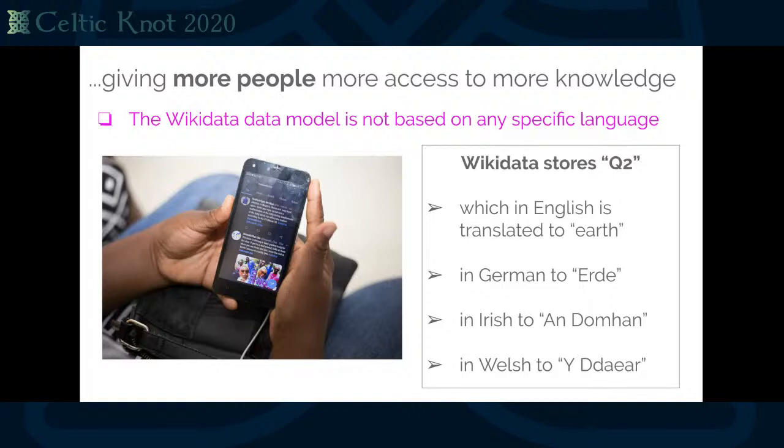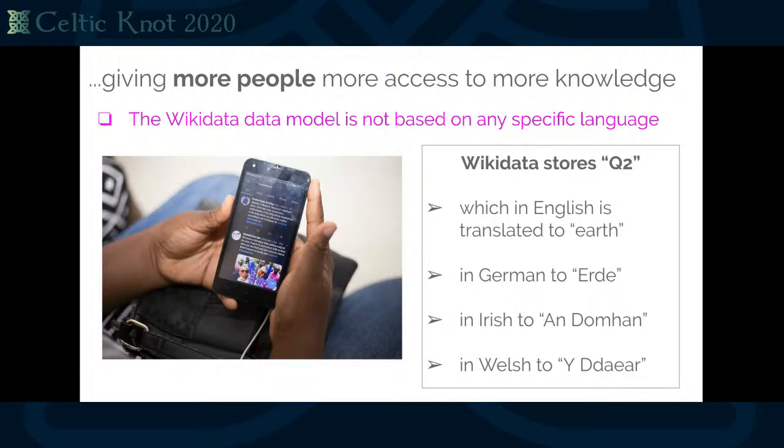One of the key features of the Wikibase software, the software that powers Wikidata, is really its ability to structure data and connect concepts such that every concept can then be translated into all available languages. So for example, Wikidata stores Q2, which in English is translated to Earth, and also in other languages.